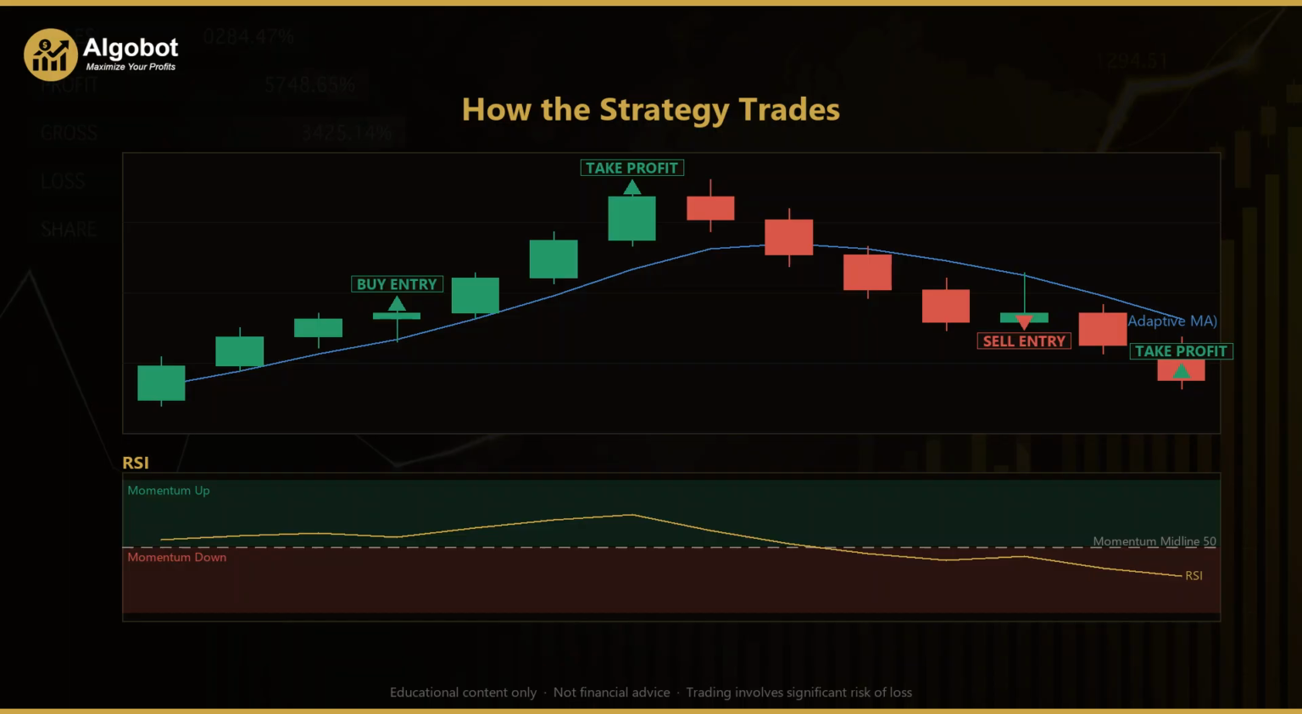So across this single illustration, you've seen both halves of the strategy in action, a long, joined on a pullback into a rising adaptive line, and a short, joined on a rejection from a falling one. In both cases, the strategy waited for the trend, waited for the efficiency, waited for price to test the line, and only then asked momentum for a final nod. This is an illustration for educational purposes. Real markets are far messier, and losing trades are a normal part of any approach.